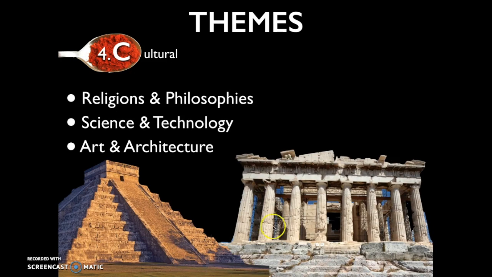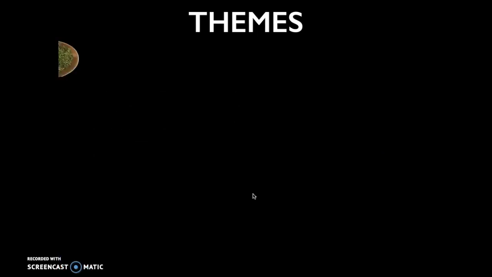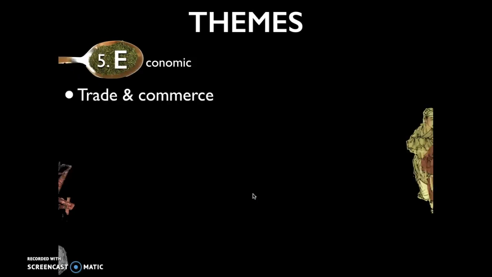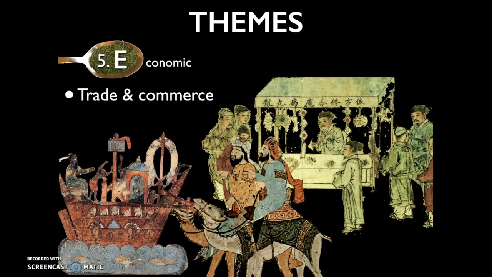So you have to be able to see various pieces of architecture like this Mayan temple here or this Greek Parthenon. For E, we'll talk about economic exchange. So we'll spend a lot of time talking about trade and commerce and the way in which goods are exchanged within societies, intra-regional trade, but also inter-regional between societies.